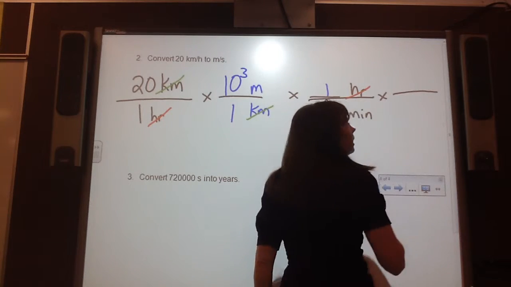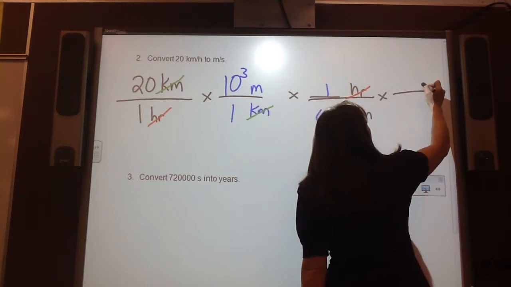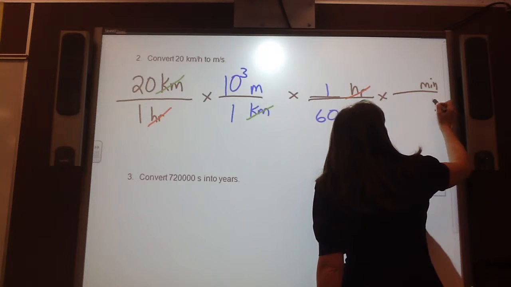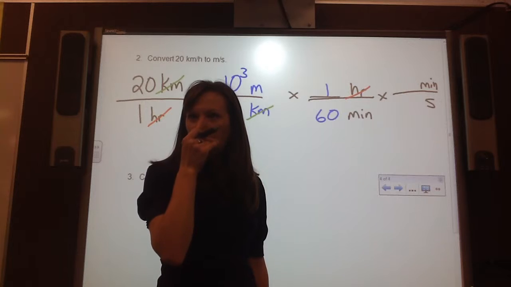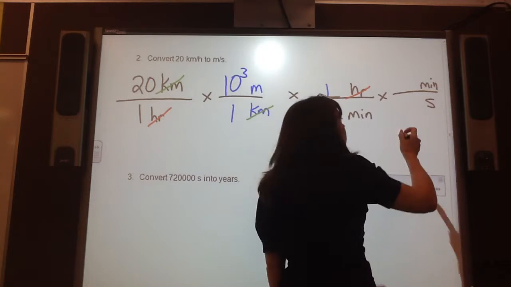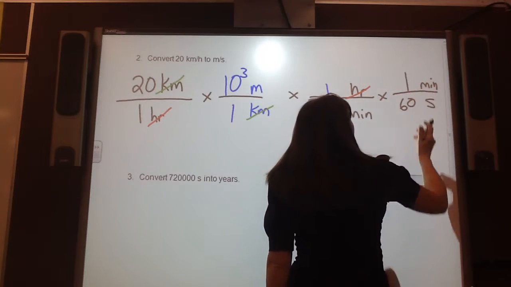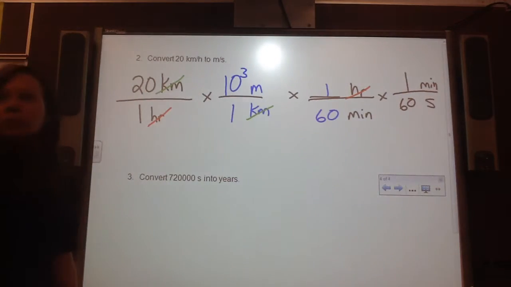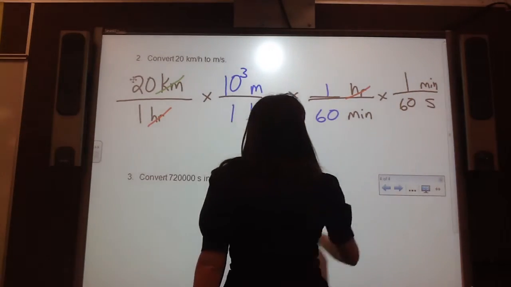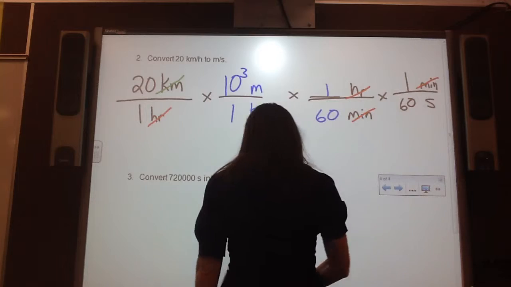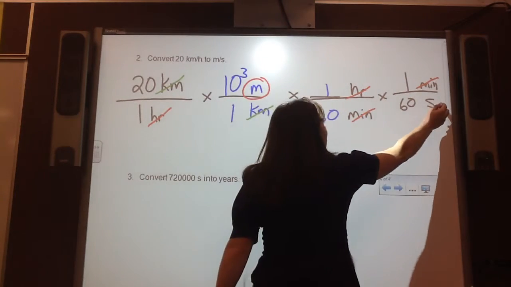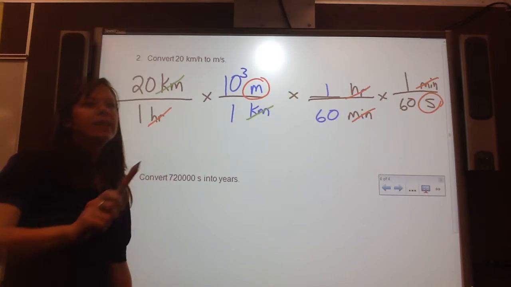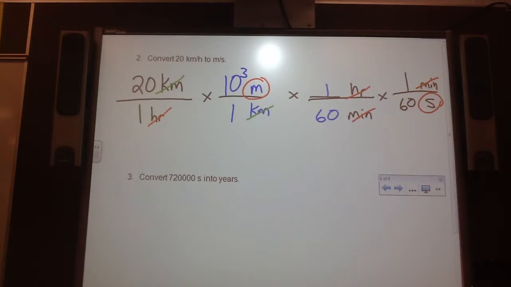So where do my minutes need to go? On the top. And seconds on the bottom. What's my comparison here? 60 seconds in 1 minute. So then we can cross out the minutes. That's right. We can cross out the minutes. So now the units I have left are meters per second. So if I put this into my calculator, I should get the conversion.